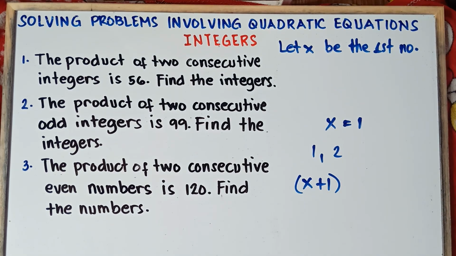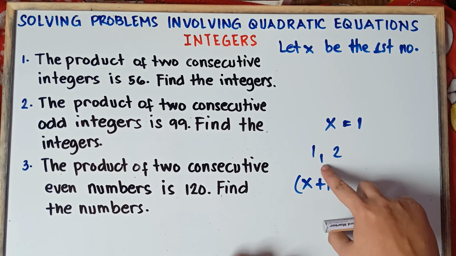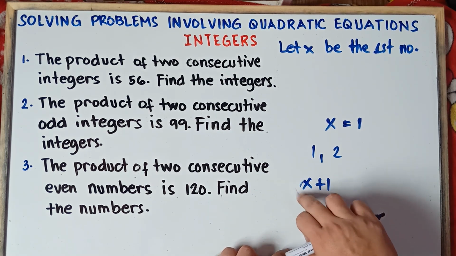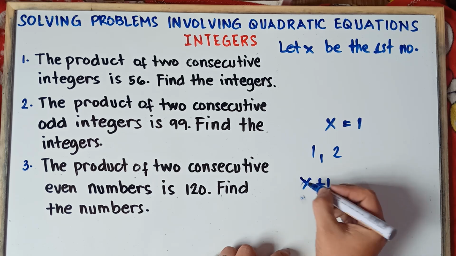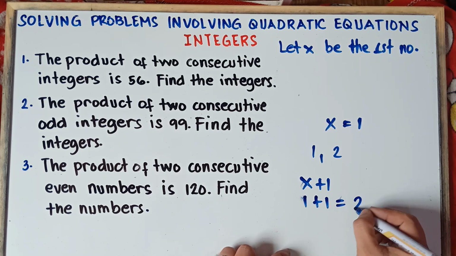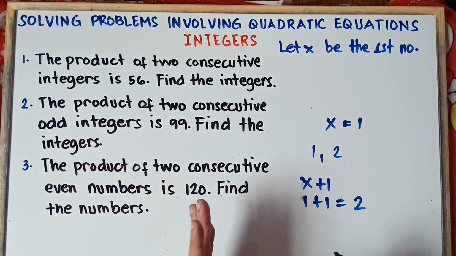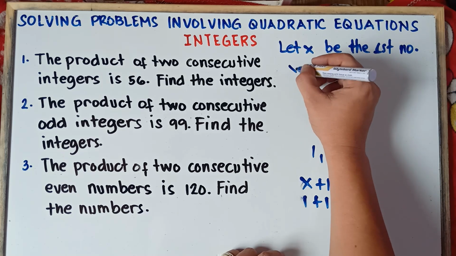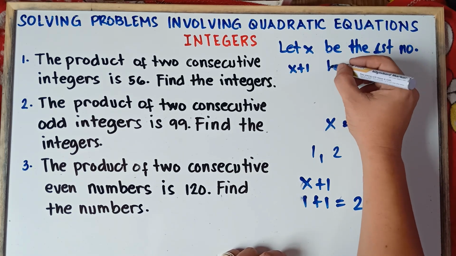Question, why is that, sir? Why is it x plus 1? Because if x is 1, simply substitute, class. Once again, if x is 1, so 1 plus 1, the answer is 2. So therefore, the next expression, class, will be x plus 1. X plus 1 will be the second number.